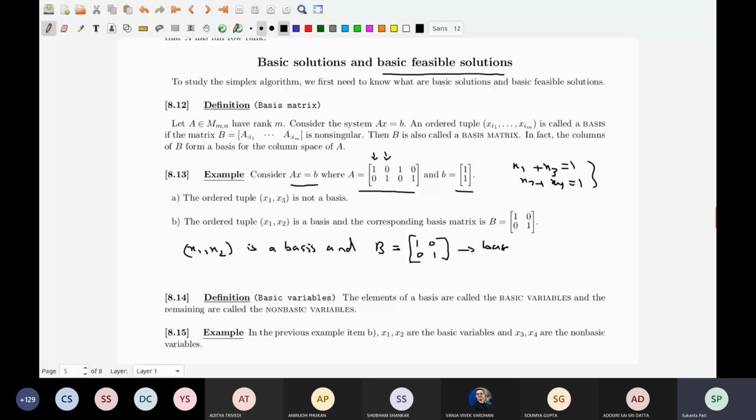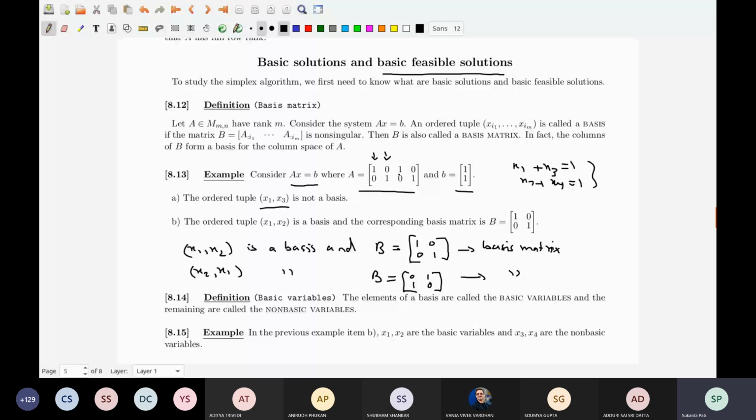You can also write x2, x1 as a basis, and then the corresponding basis matrix will be, first you write the column for x2, then the column for x1. This is ordered, and this is also a basis matrix. That is how you write your basis matrix. And suppose I write x1, x3. Now the corresponding columns for x1, x3 are not linearly independent, so it is not a basis.